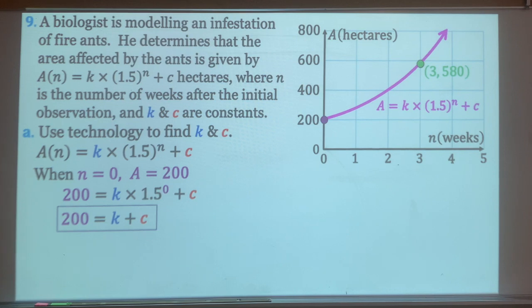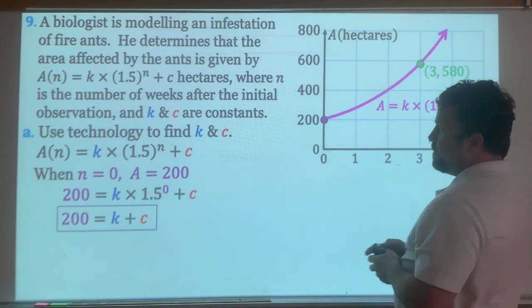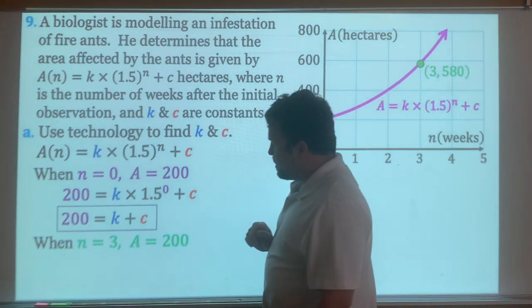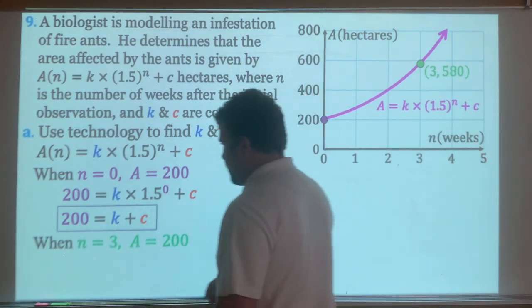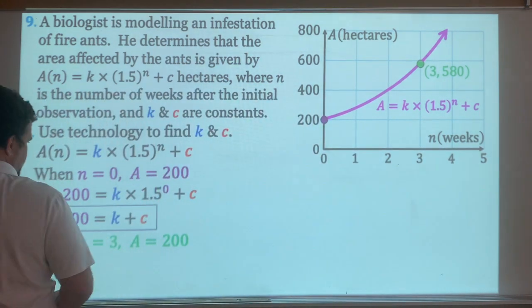All right? Now we're going to go over 3, 580. So when N is 3, A is 580. See, I make simple little mistakes like this, little errors.